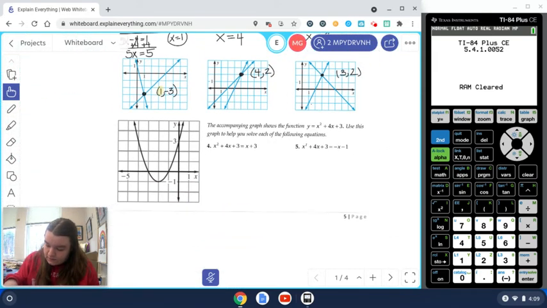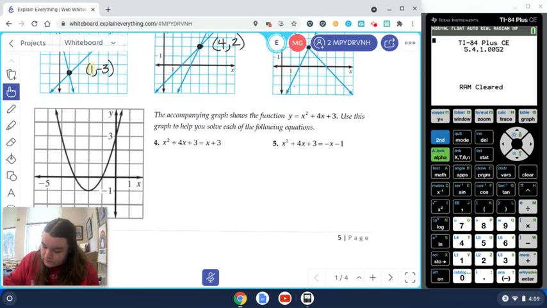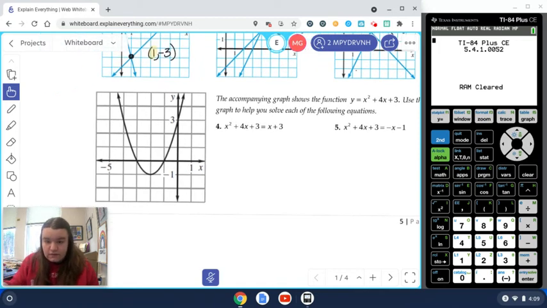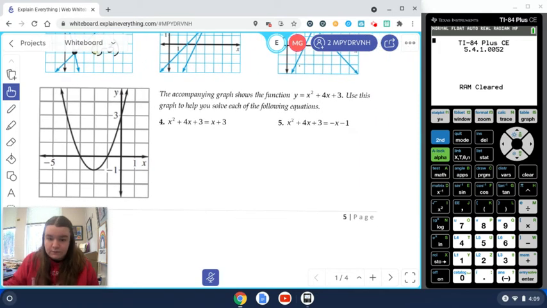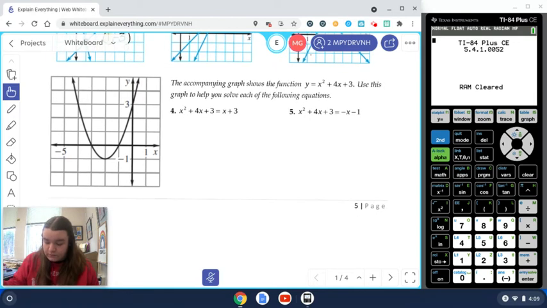On the bottom here, it says the accompanying graph shows the function y equals x squared plus 4x plus 3. So that's this quadratic that's graphed here. Use this graph to help you solve each of the following equations. So I have x squared plus 4x plus 3 is equal to x plus 3. Now this isn't something we know how to solve yet. You'll learn how to solve this later in the year, but we can do this graphically.